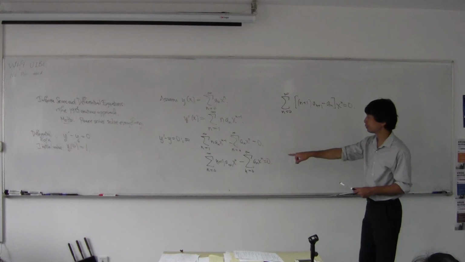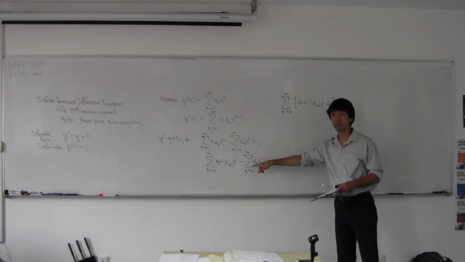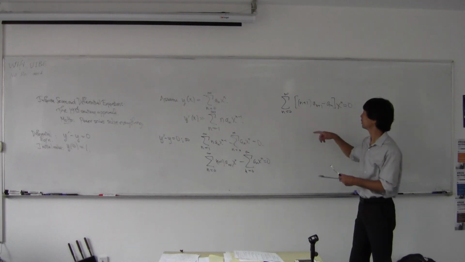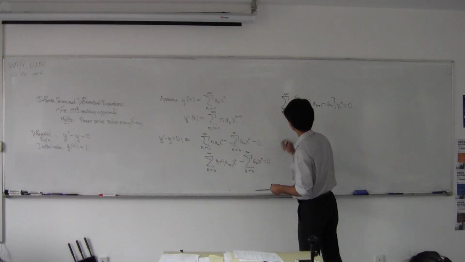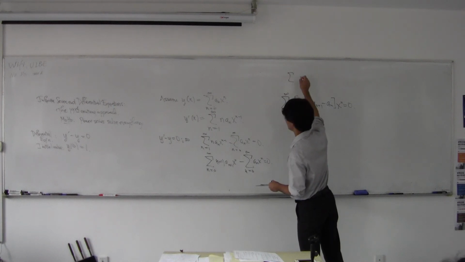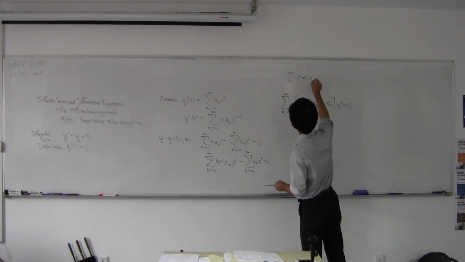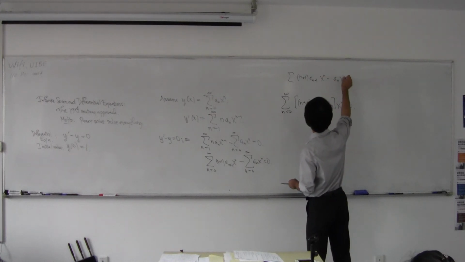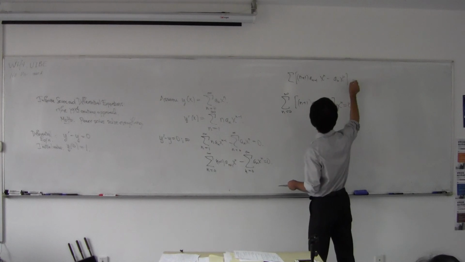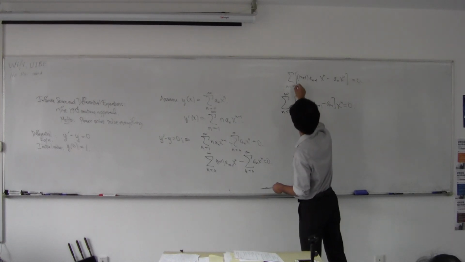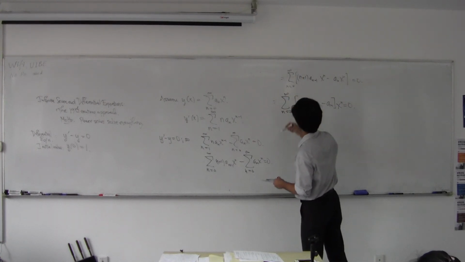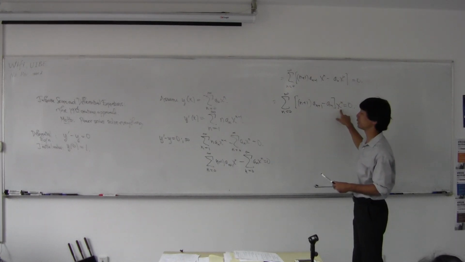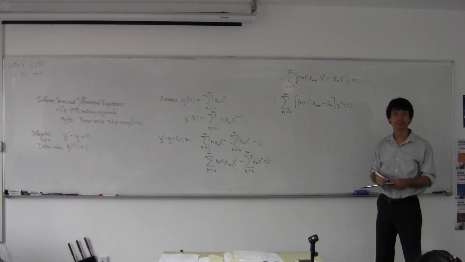I put those two things together, and I factor out the x to the n. I get the summation of (n plus 1) a sub n plus 1 x to the n minus a sub n x to the n equals 0. But that's the same thing as this, right? I distribute out the x to the n.